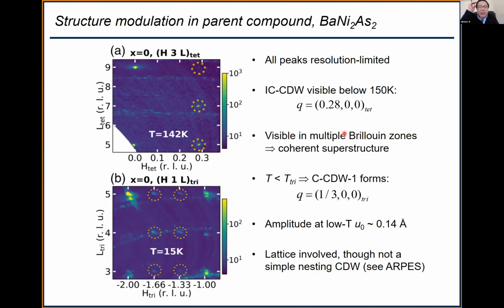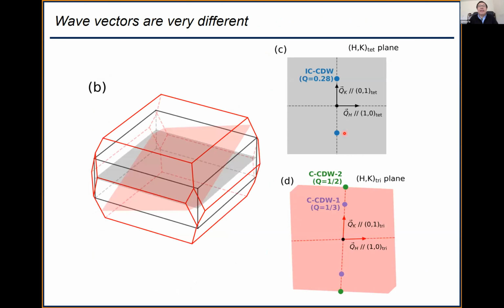Peter, do you mind being interrupted? Please. This notation, 0.28, 0, 0 and 1/300, is that in the nickel-nickel bond direction, or is it some other direction? I actually have a picture of the Brillouin zone. Oh, thank you. It is at an angle between the nickel. It's triclinic, so everything is at an angle.